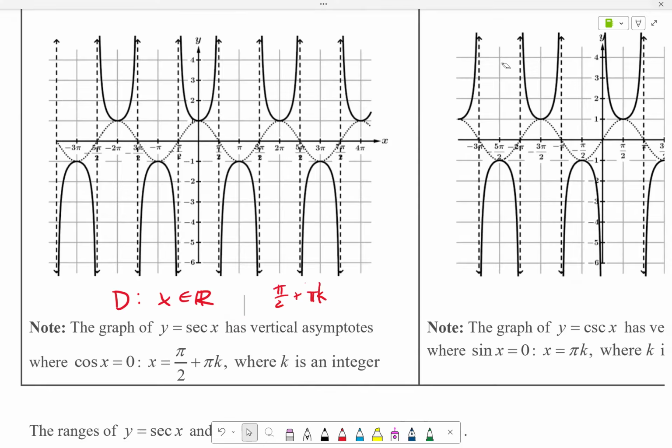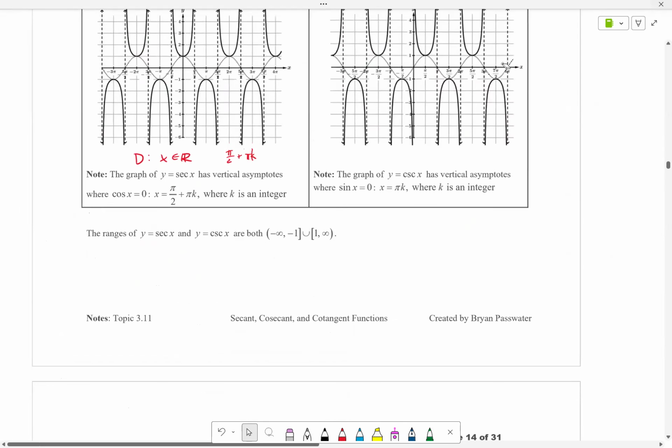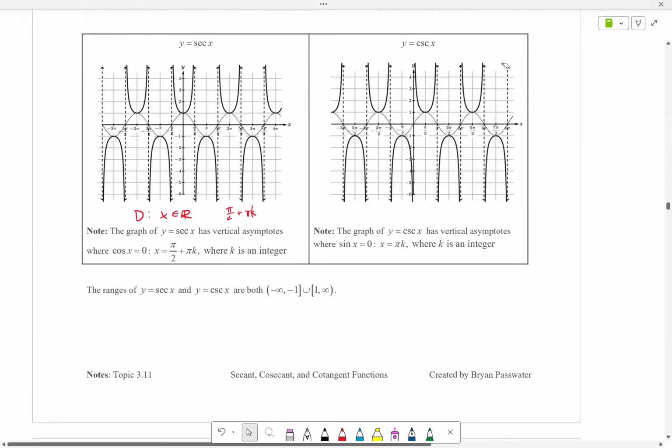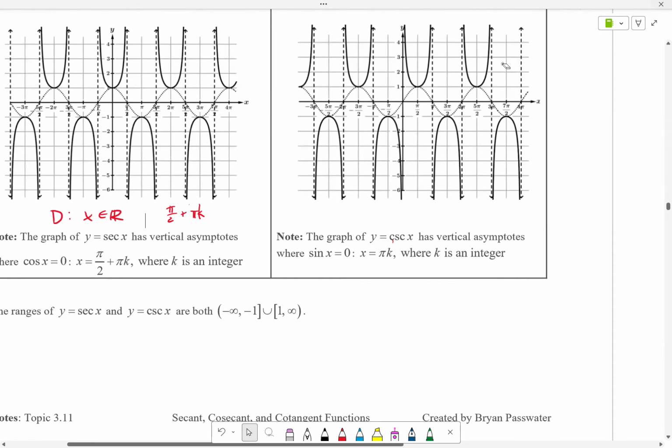And the range is from negative infinity to -1 and then 1 to infinity. So there's a gap in the middle for secant and cosecant. Yeah, let's do some problems. Any questions about all this stuff? It's the same except for cosecant. Just pi k: x does not equal pi k for the domain.